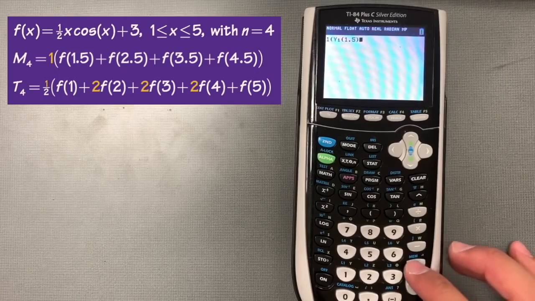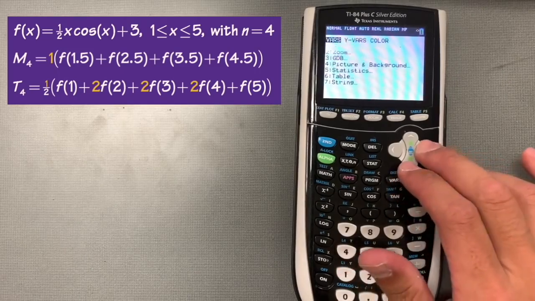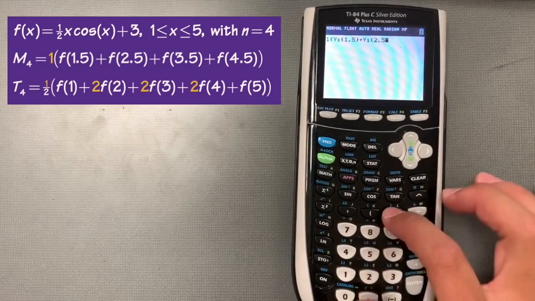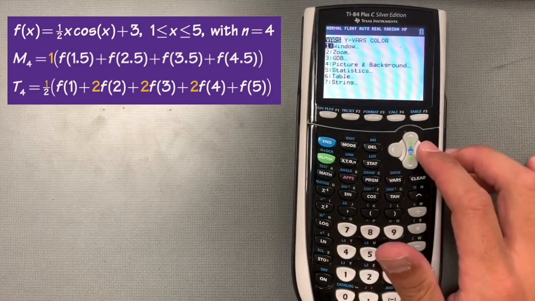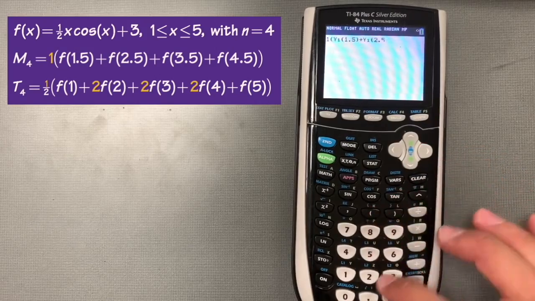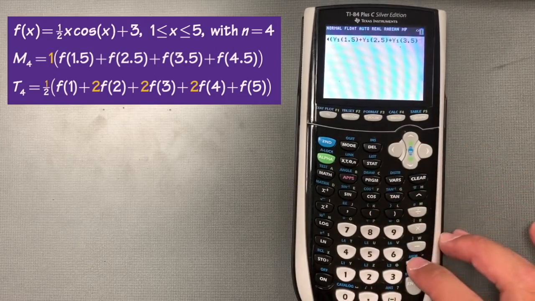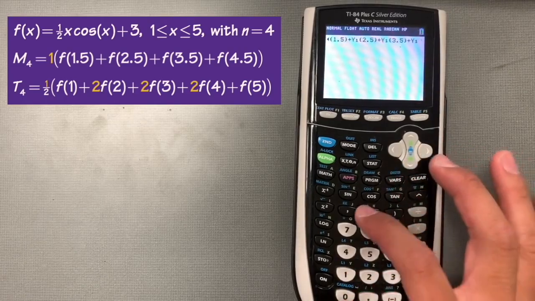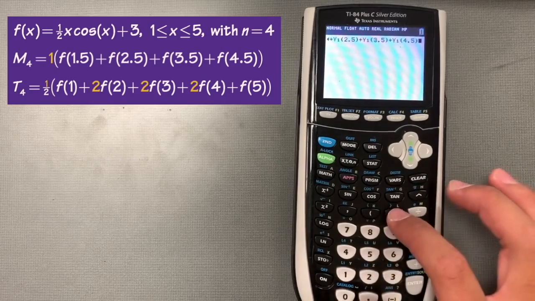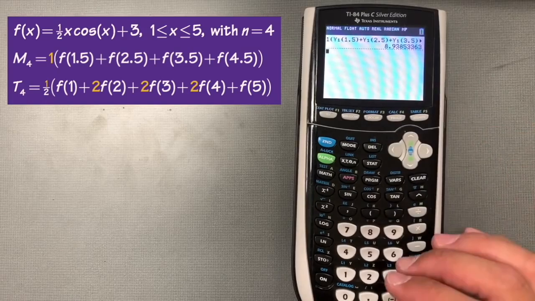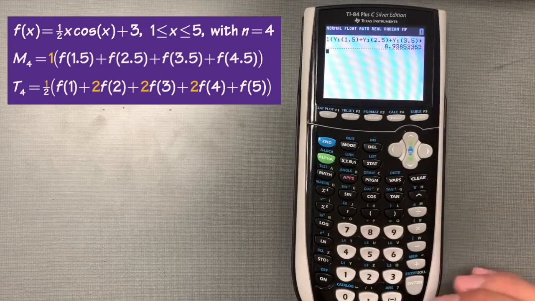And then we're just going to continue. Plus vars, Y-vars, function, and y1, parentheses 2.5. And that's pretty much the idea. So just keep doing this. And the next one is with 3.5 inside, and plus vars, Y-vars, function, y1, parentheses 4.5, close parentheses and another parentheses like this. And we get 8.9385. So this is for the midpoint rule.